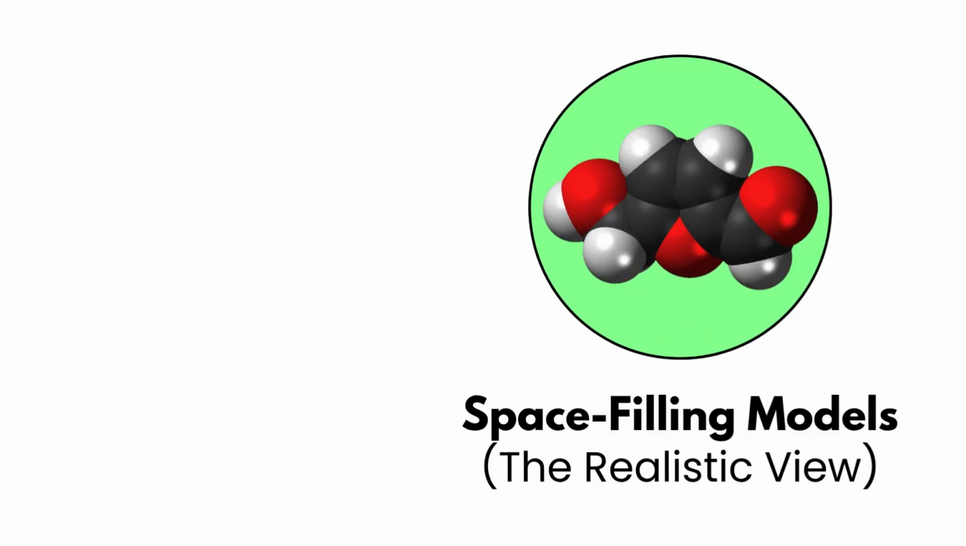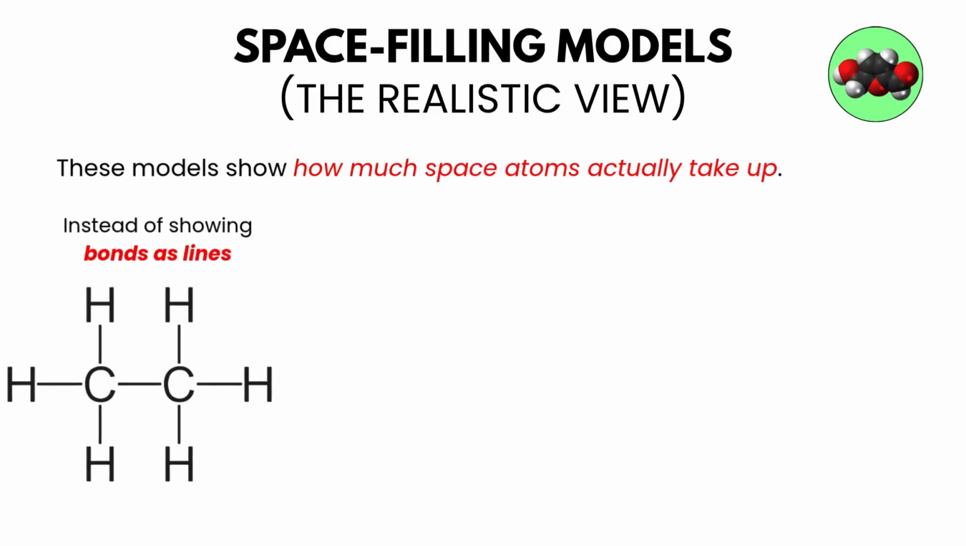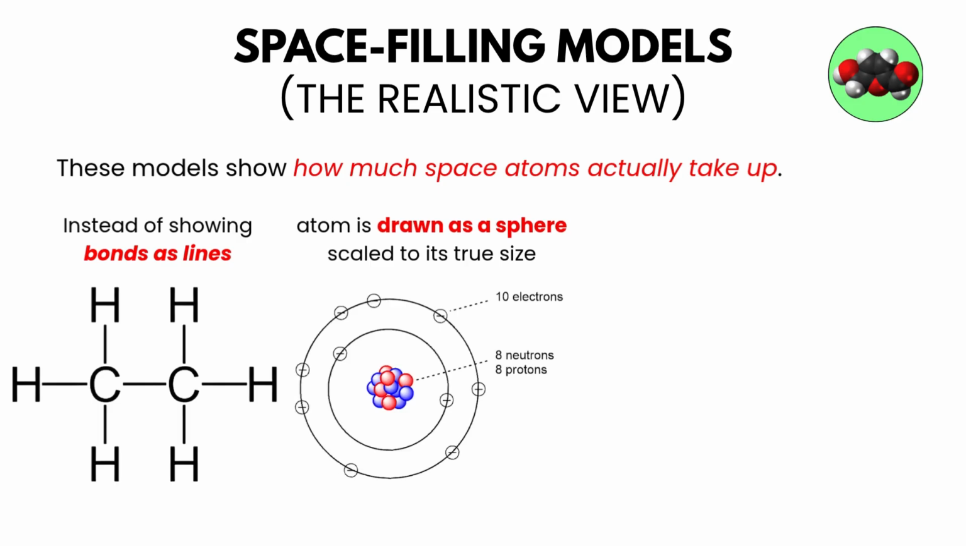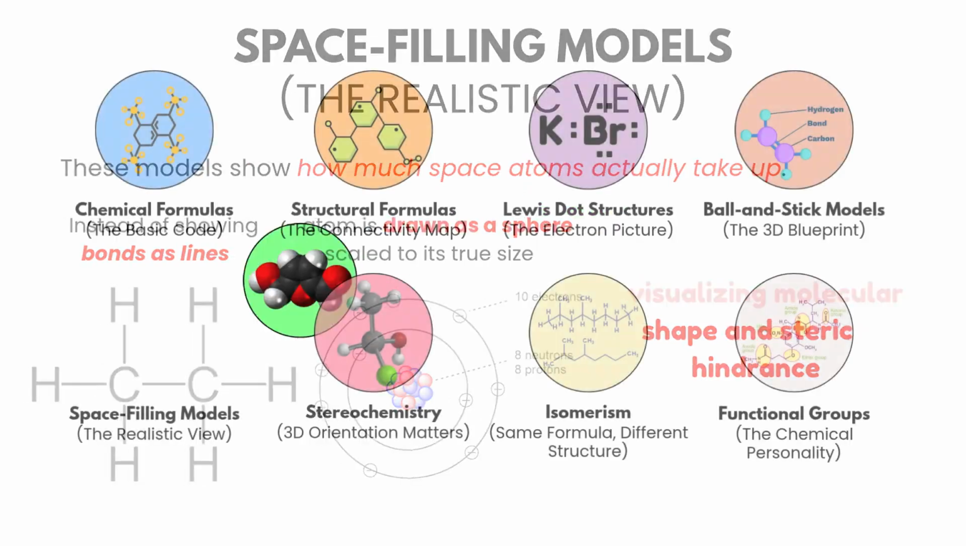Space-filling models, the realistic view. These models show how much space atoms actually take up. Instead of showing bonds as lines, each atom is drawn as a sphere scaled to its true size. It's useful for visualizing molecular shape and steric hindrance, key concepts in organic mechanisms.